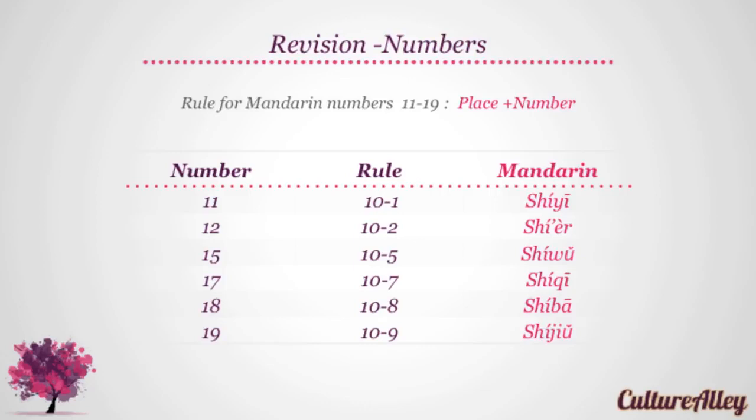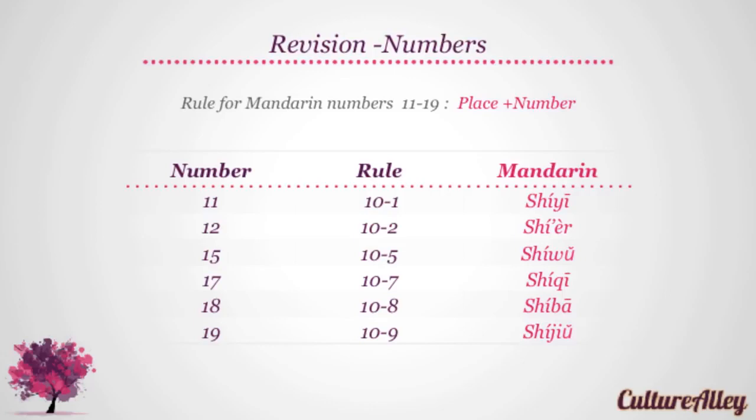The general rule for Mandarin numbers 11 to 19 is place plus the number. Therefore, we see that 11, which is 10 and 1, becomes 11. 12, that is 10 and 2, becomes 12. 15, or 10 and 5, becomes 15.